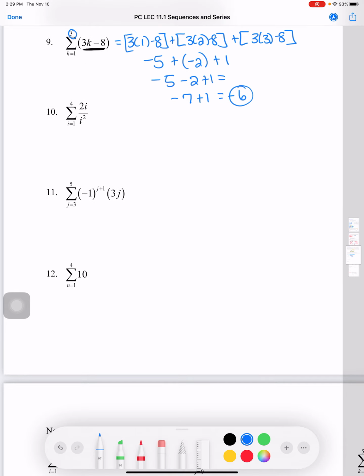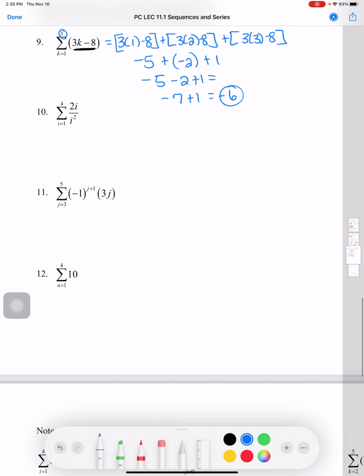If I look at number 10, it looks different, guys. I don't care how complicated these things look, they all work the same, right? So don't overthink it. They're going to give us an expression, and what we're going to do for each one of these is just substitute into those expressions. So for number 10, they've given us an expression, and we're going to substitute starting at 1, and we're going to end at 4.